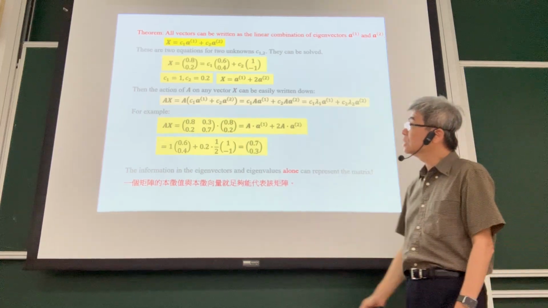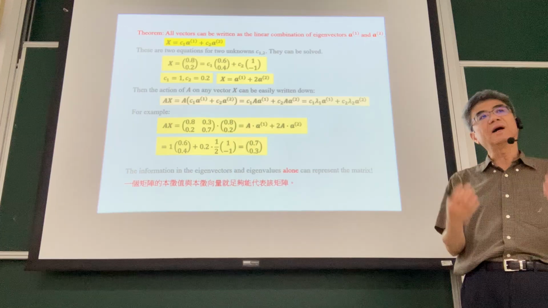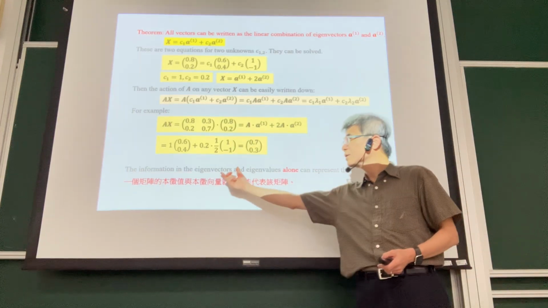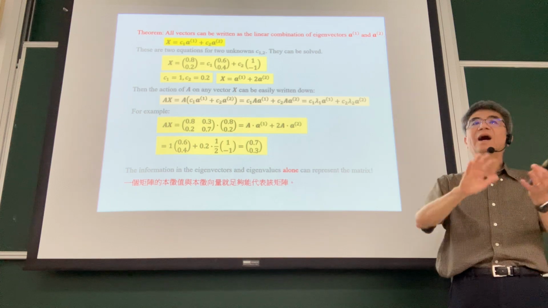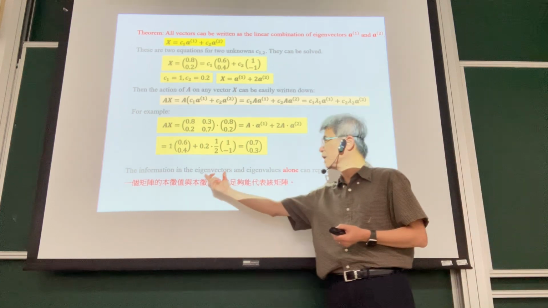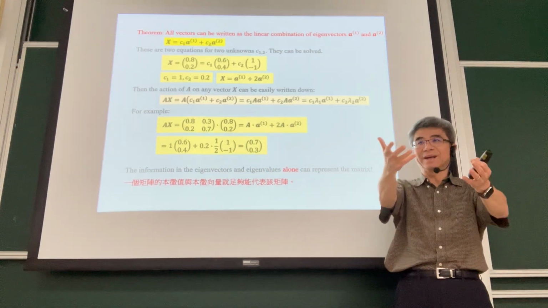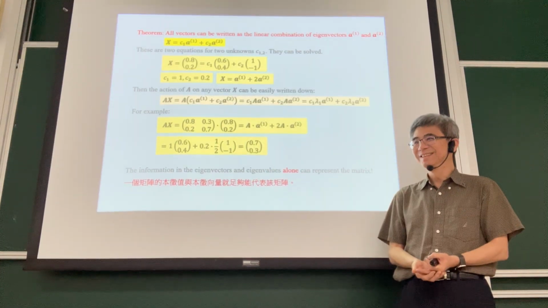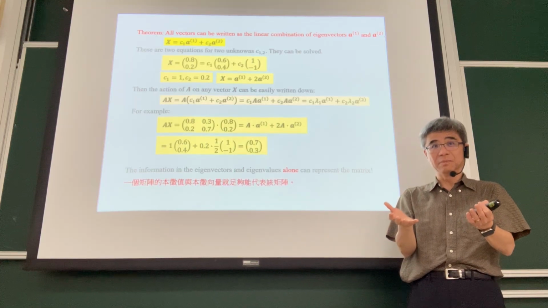See, if I know the eigenvectors and eigenvalues of a matrix, you can hide the matrix itself from me. Just give me the eigenvectors and give me the eigenvalues. Actually, I can give you back the matrix. Let me put it in Chinese so that you clearly understand what I mean.